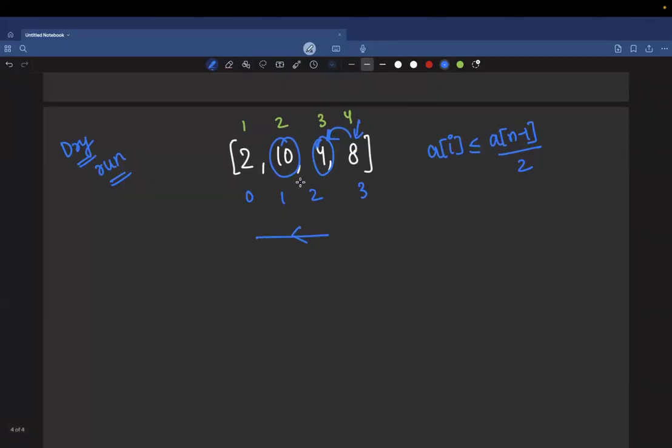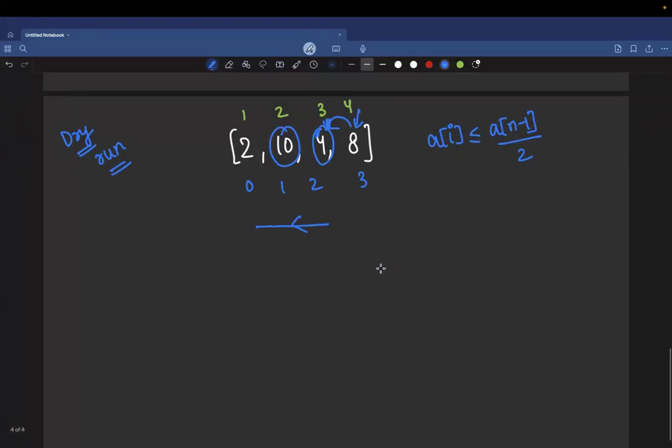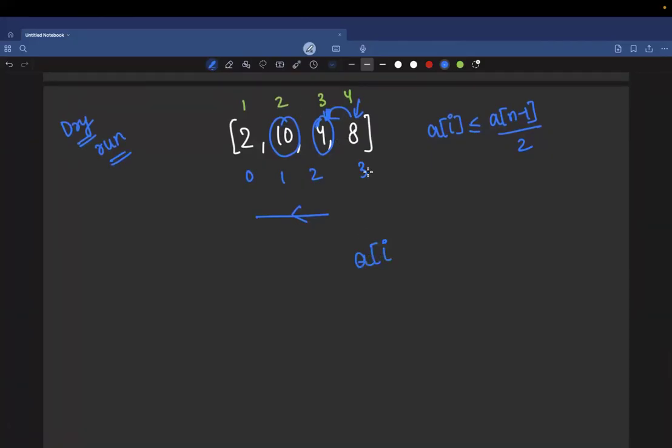Now, when we compare Sushil's money with this guy, you will see that this A1 is greater than A of n minus 1 by 2. So for i equal to 1, this Ai is greater than A of n minus 1 by 2, right? So we will just say that our answer should be equal to i plus 1. Our answer should here be equal to 2.